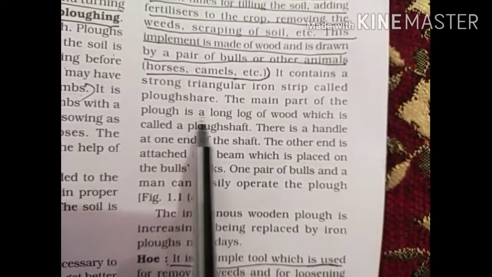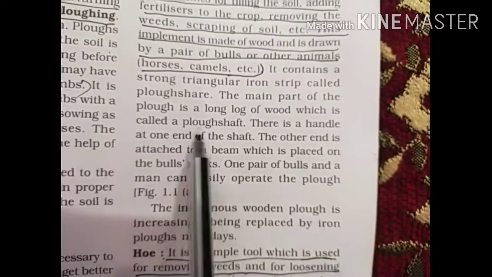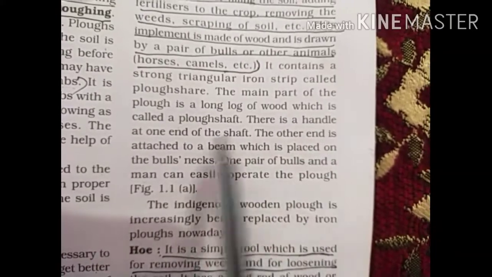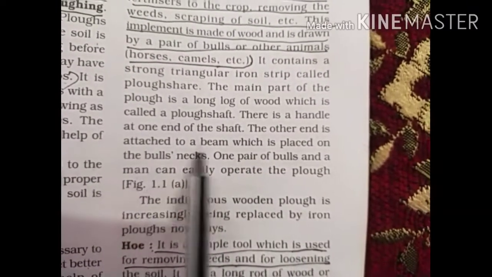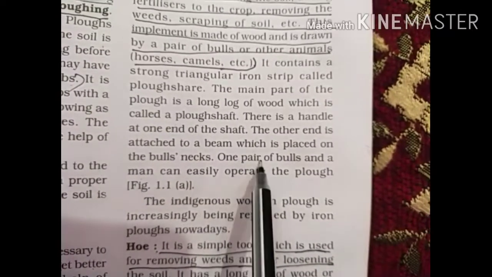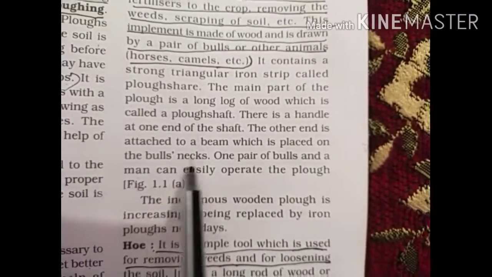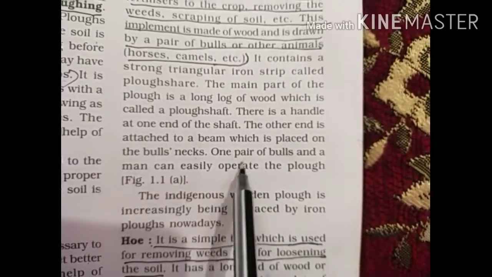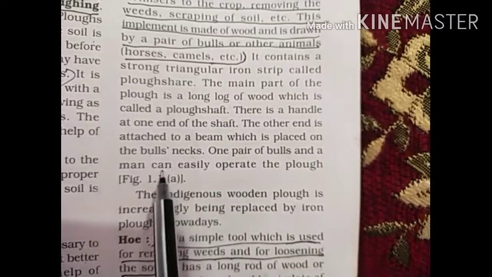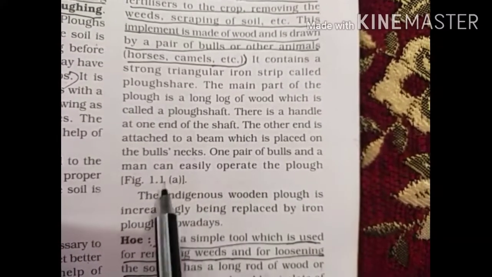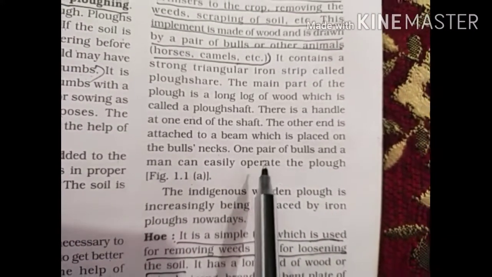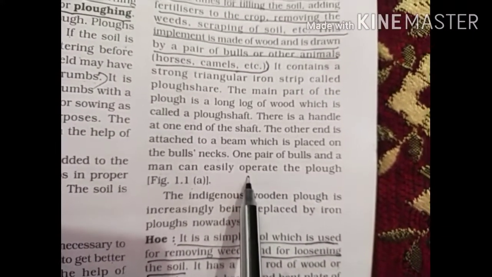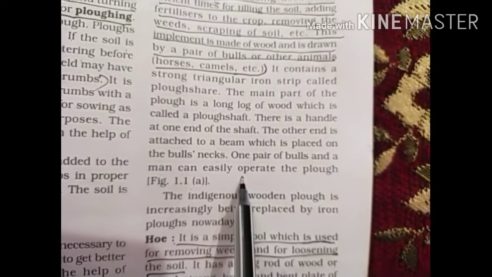The main part of the plow is a long log of wood which is called a plow shaft. There is a handle at one end of the shaft. The other end is attached to a beam, a long log which is placed on the bull's neck or shoulder. One pair of bulls and a man can easily operate the plow. In plowing, a pair of bulls, a pair of camels, or a pair of horses and a farmer are used.